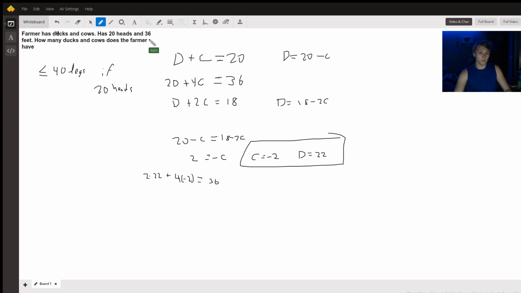And clearly, given that we are supposed to have 36 feet, this problem can't make any sense. If this were a problem where we could have a negative number, then this would be your answer. I don't think there are any farmers out there with negative 2 cows, but I'll leave that one up to you. There you go.